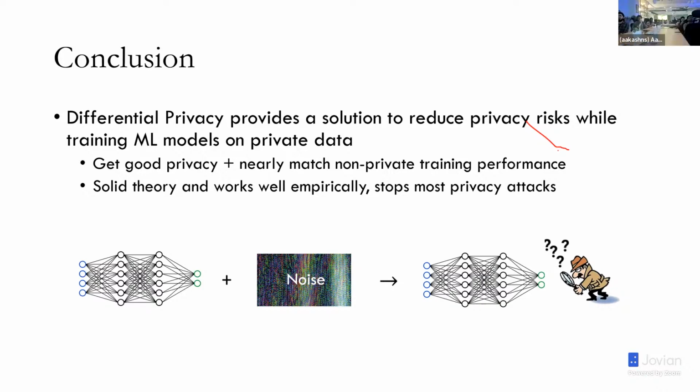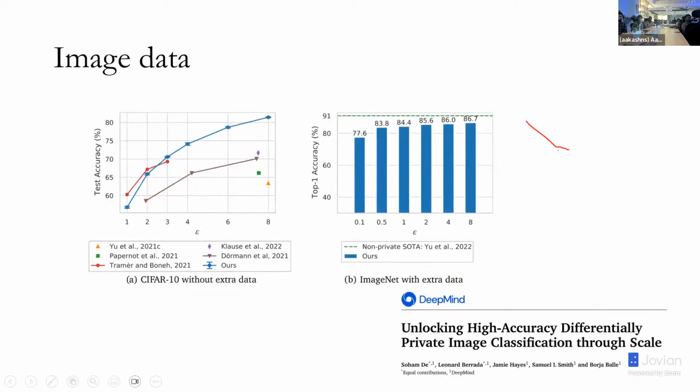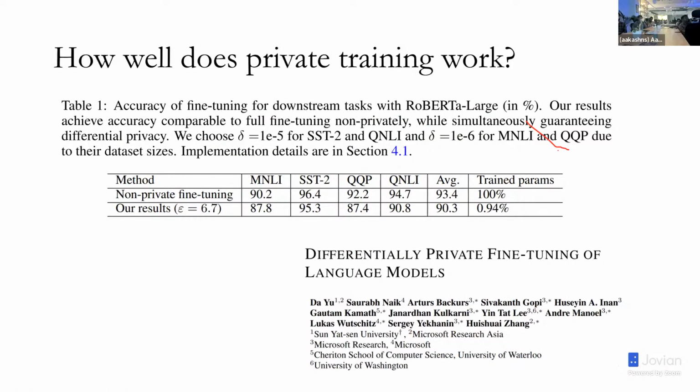Great. Are there any questions? Can you go back to the slide where you're comparing the models, the text models? Epsilon was 0.7 or 6.7? Sivakanth, sorry, on the slide about text models. Yeah, the epsilon is 6.7 here.